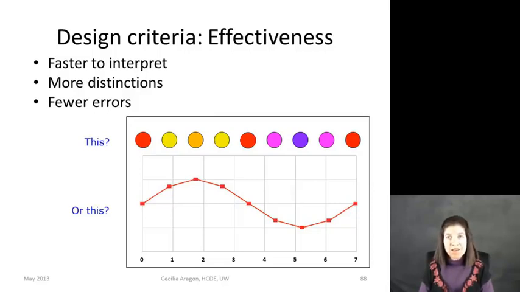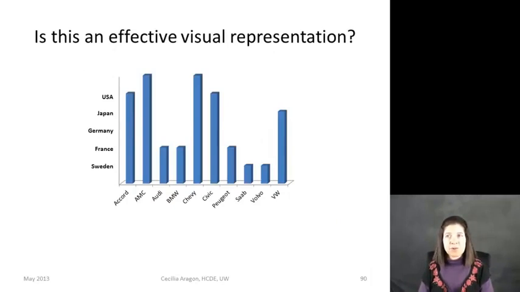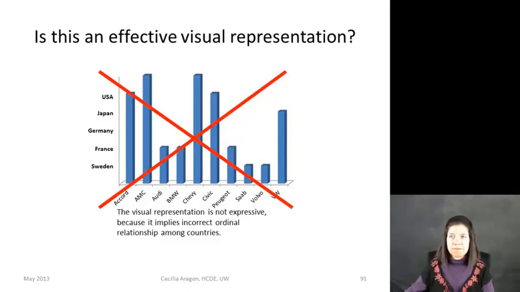By now you should know. It's faster to interpret. As you take the time to look at it, you can see that. There are more distinctions. You can clearly see the quantitative information much more easily with the line graph than with the color, and there are fewer errors of interpretation. Pretty simple. Is this an effective visual representation? Yes or no? If no, what's wrong with it? This visual representation is not expressive because it implies an incorrect ordinal relationship among the countries.